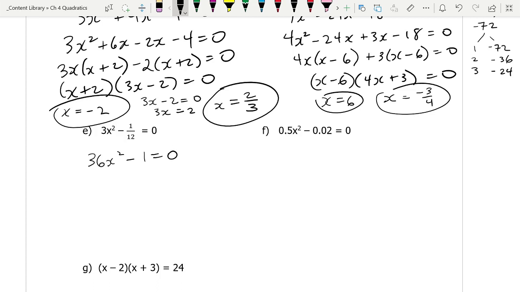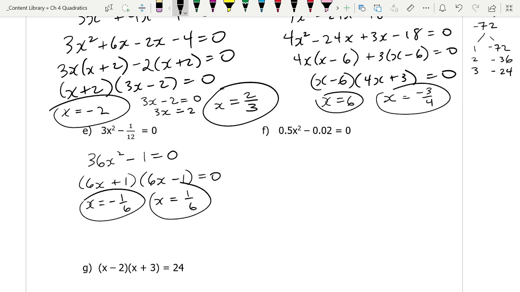36 and 1 are both perfect squares, aren't they? So that's 6x plus 1. That's 6x minus 1. This would be x equals negative 1/6, and this would be x equals positive 1/6. Isn't that nice? What would you do with f?